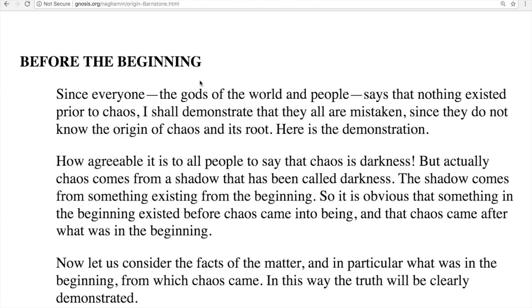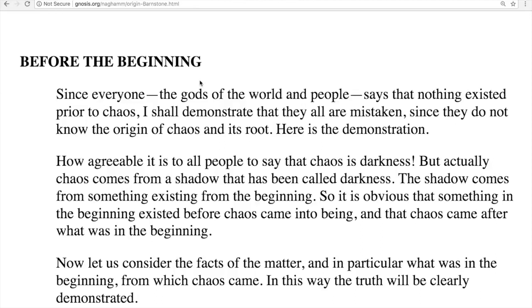Now this is emphasized with an exclamation mark, meaning, in other words, he or she is emphasizing that they want to point out specifically how they're going to redefine this understanding of what chaos really is. It isn't, in fact, darkness, which indicates evil or something bad. But he or she says, but actually chaos comes from a shadow.